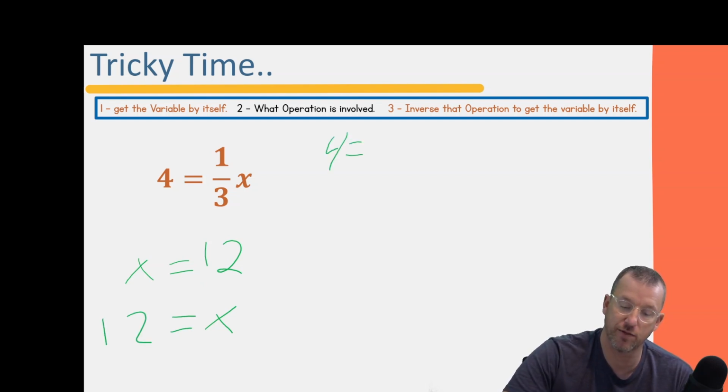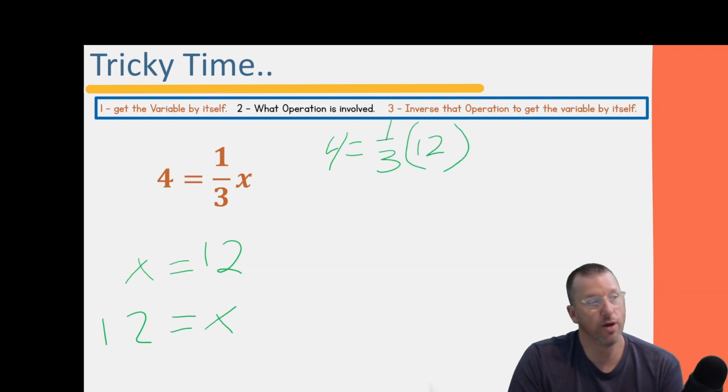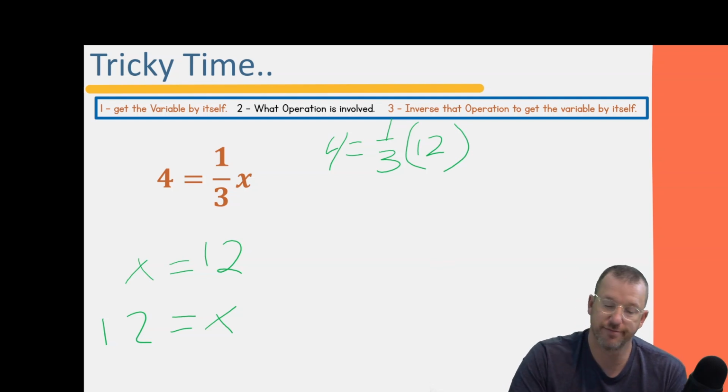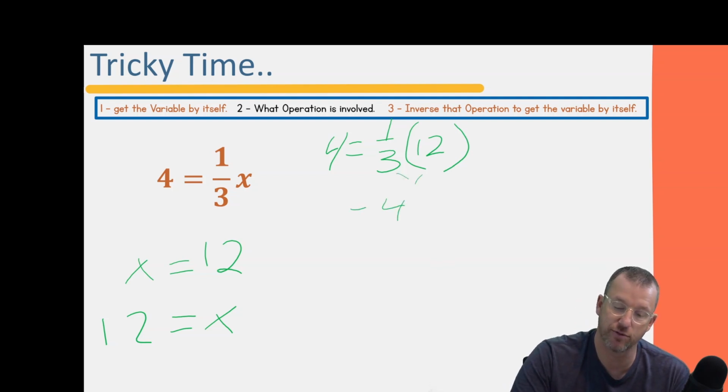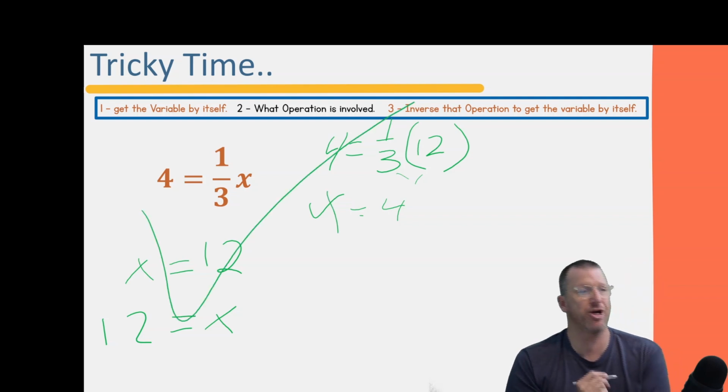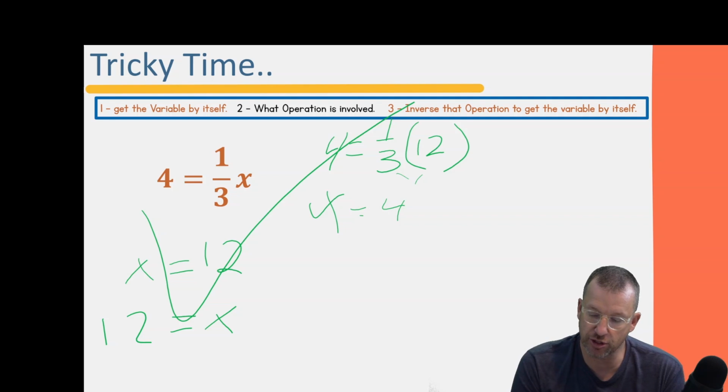I say 4 equals 1/3 times x, which we're saying is 12. What is 1/3 of 12? Well, if you do the multiplication, it equals 4. 4 equals 4. And that is a big old check mark. So we know how to solve these.